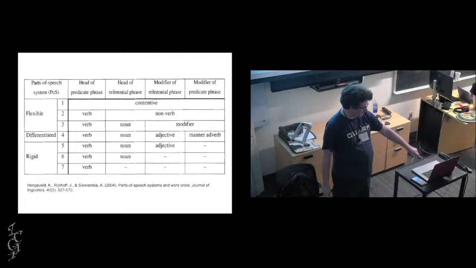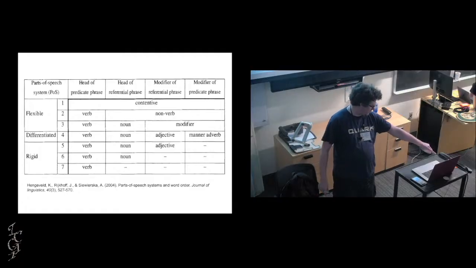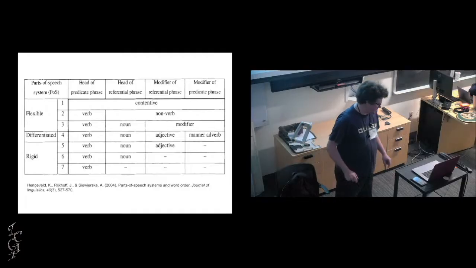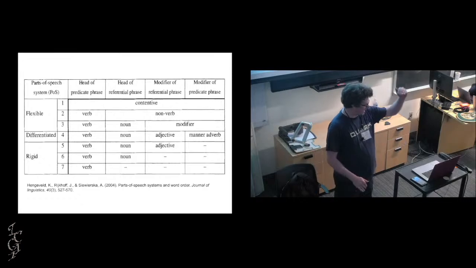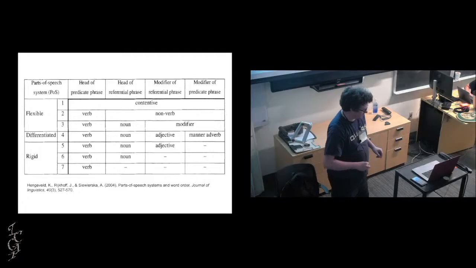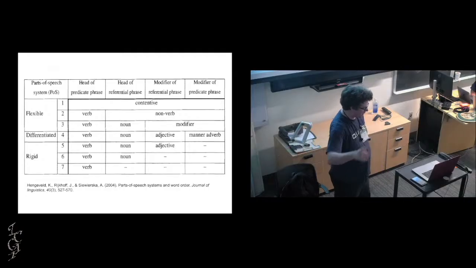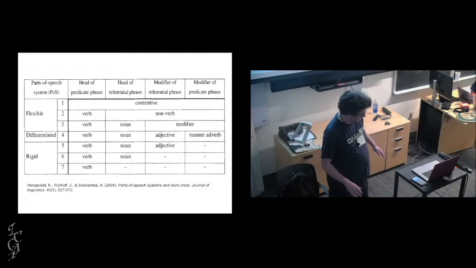That's where English sits. German is like at number 3, and I don't know. I have examples listed on later slides. We'll get to it because I don't remember them right now. But after the fully differentiated form, you start taking away possibilities. So at level 5, there is no lexical class that has the primary function of being the modifier of a predicate phrase.